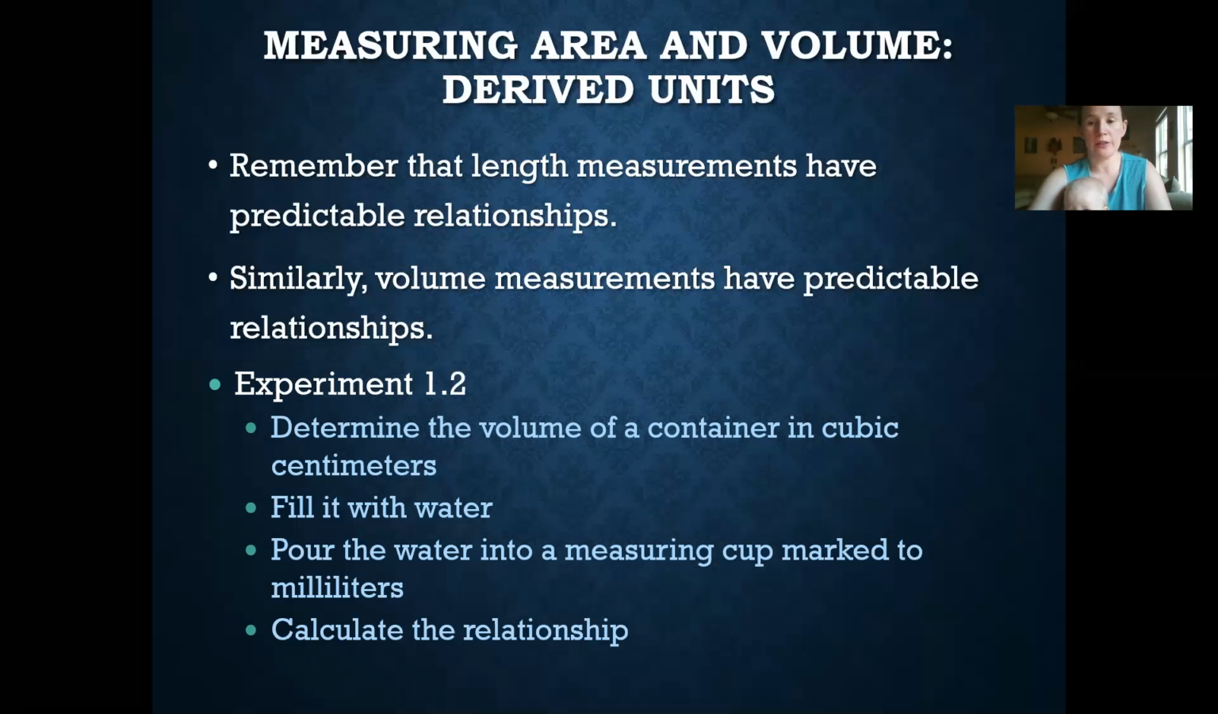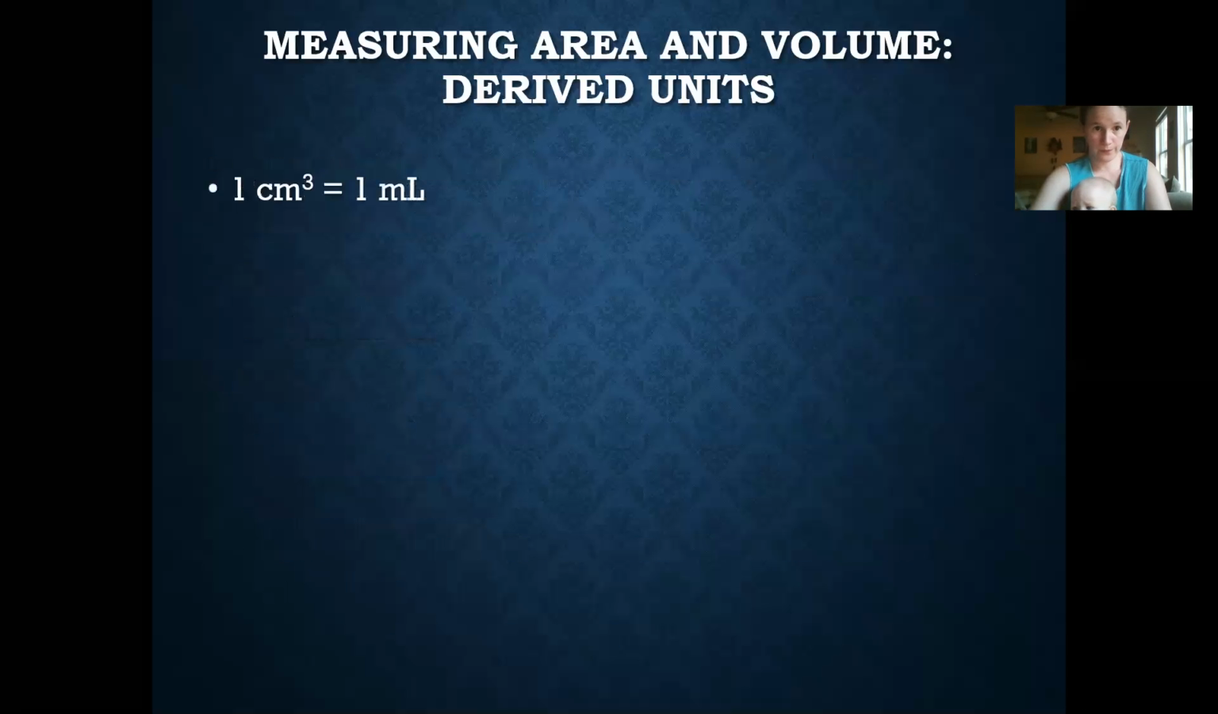So how many cubic centimeters are in 1 milliliter? 1. So this is super simple. 1 cubic centimeter equals 1 milliliter. This is the sort of thing a fellow ought to know for test question purposes, because you will have test questions that require you to convert between cubic centimeters and milliliters.